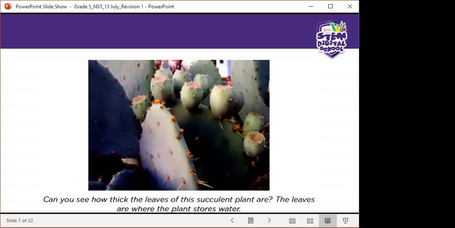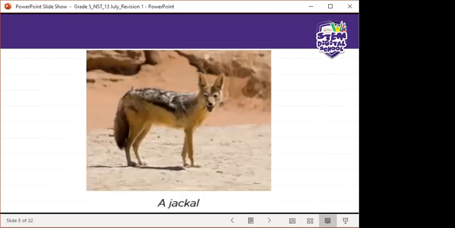These are the type of plants also that we get in the desert. These are what we call succulent plants. These succulent plants actually trap or store water in their leaves, and hence they are so thick and can survive in the desert for plus minus 10 years without dying, because they have stored the water in their thick leaves. Then we have another example of an animal which we find in the deserts, and it is a jackal.